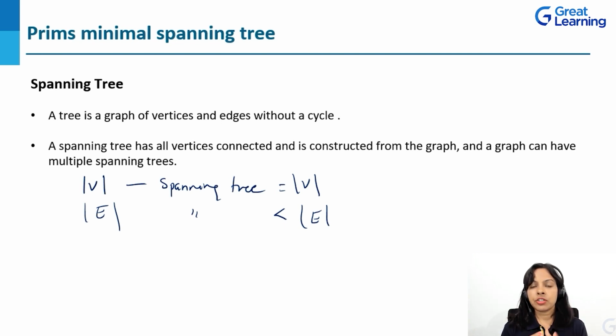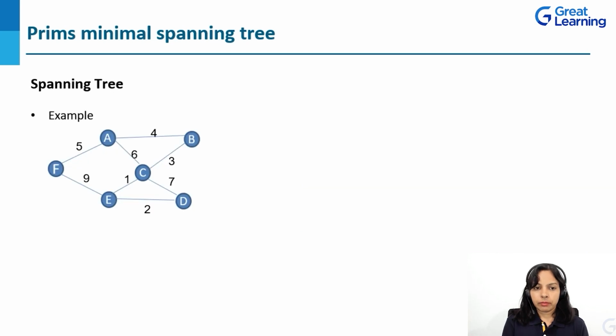And the edges have to be selected in such a way that they do not form a cycle. Then you will obtain a spanning tree. Let's see an example here for a spanning tree, how to find out a spanning tree. Then I'll come to how to find out a spanning tree using Prim's algorithm.